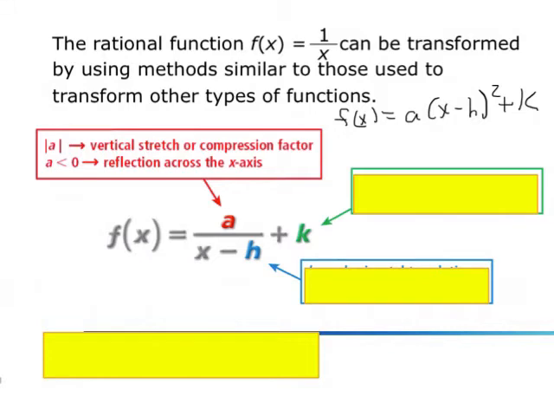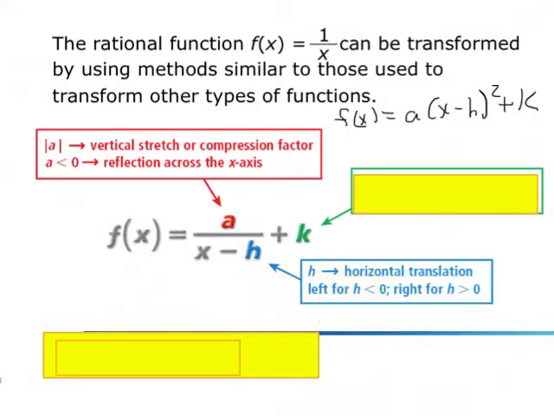Likewise, with the hyperbola, you have an x minus an h. So if you see a minus h, that means it's going to be a positive h and it's going to move it to the right. If you saw a plus h, remember it was a minus h, and it moved it to the left.